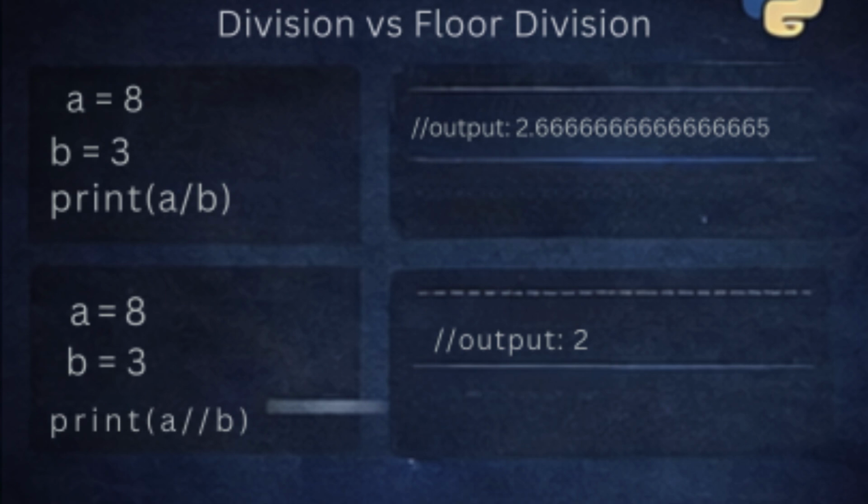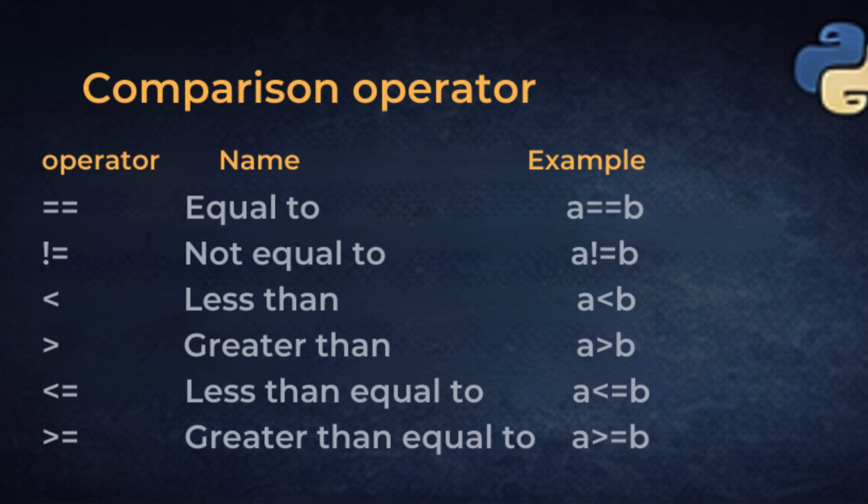Normal division using slash gives decimal result. 8 divided by 3 gives 2.6666666666666665. Floor division using double slash removes decimal part. 8 double slash 3 gives 2.